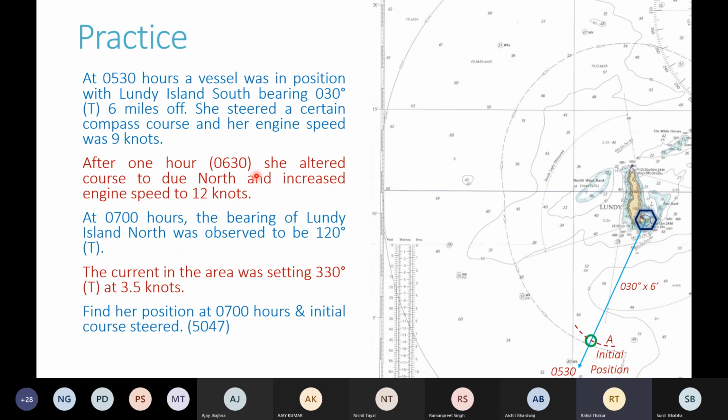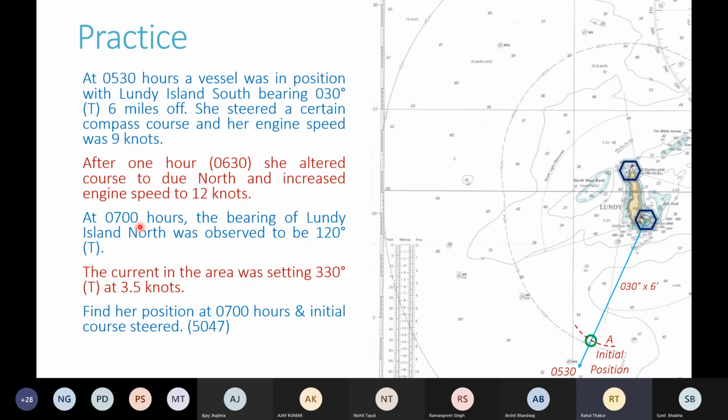At 0630, she altered her course to due north and the speed was 12 knots. And she steered this particular course and speed for half an hour. So we will plot that on the chart.